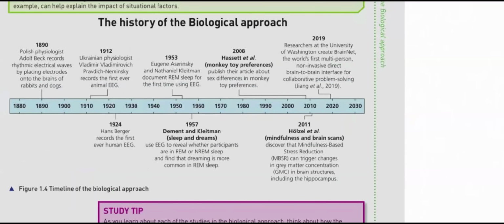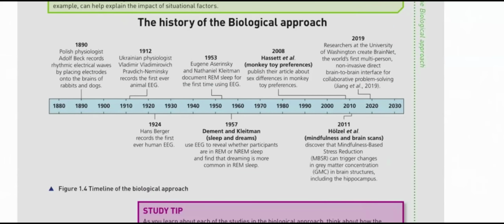So they're just telling us a little bit about the history of the biological approach, right? Back in 1980, the first study took place by Beck, and then it kept growing. Right now, we'll be looking at Dement and Gleitman, Hassett, and Olzel. They're very distinctive, very different from each other. Dement and Gleitman use an EEG to look at sleep, so it's all about sleep and dreams. Hassett is about a monkey toy. And Olzel is mindfulness and brain scans, where again we'll use fMRI.